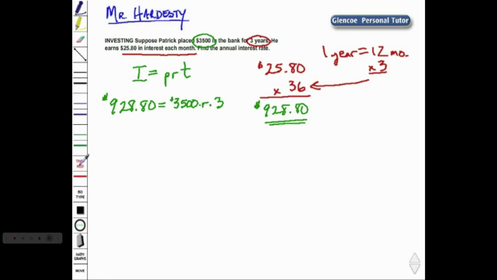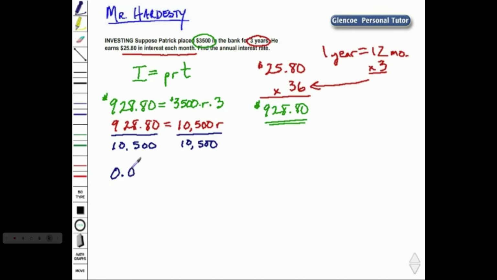Now let's solve for R. We'll multiply on the right side 3,500 times 3, which is 10,500. Now we'll divide that 10,500 to get R by itself. And this quotient, 928.80 over 10,500, is approximately 0.08845. And there's our rate as a decimal.